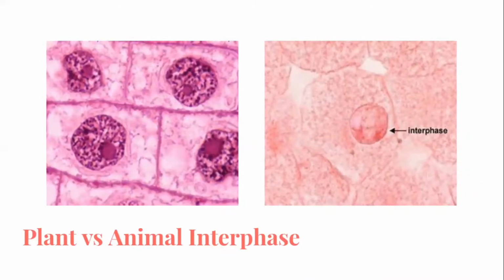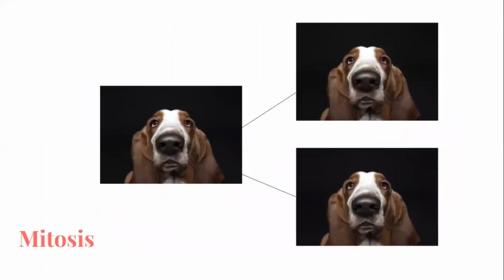Within interphase, you're going to have this chromatin, which is uncoiled stringy DNA. And this chromatin can be found in both plants and animals. We see that all these dark spots within the nucleus of this animal cell and in this plant cell is chromatin. So within interphase, all that chromatin, all that DNA is going to replicate through DNA replication. And once that happens, we can move on to mitosis.